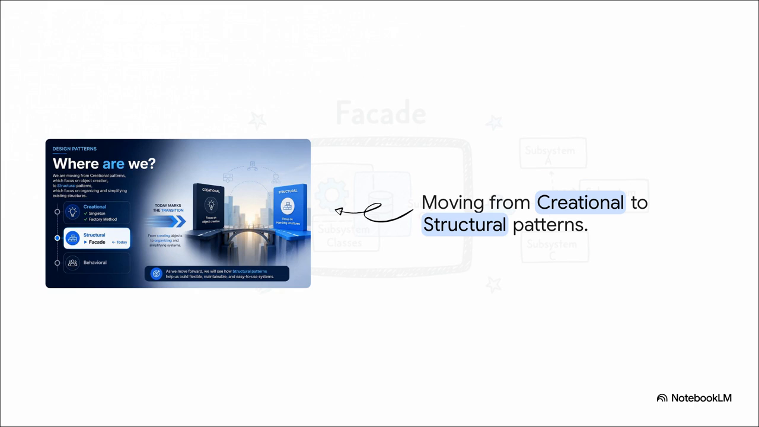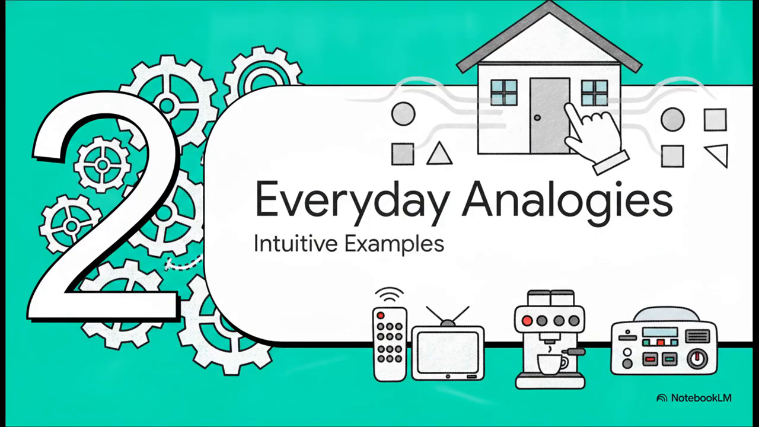These focus on organizing and simplifying the structures we already have. We aren't just creating things anymore. We're figuring out how classes and objects are actually stitched together to form larger, more flexible, and easier to maintain systems. Number 2. Everyday facade analogies.